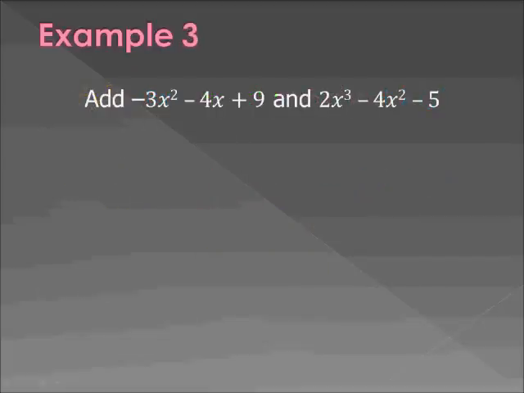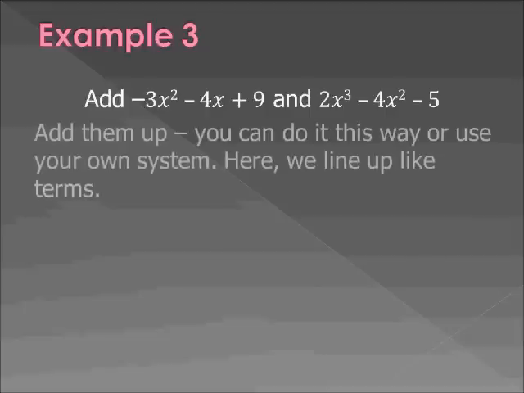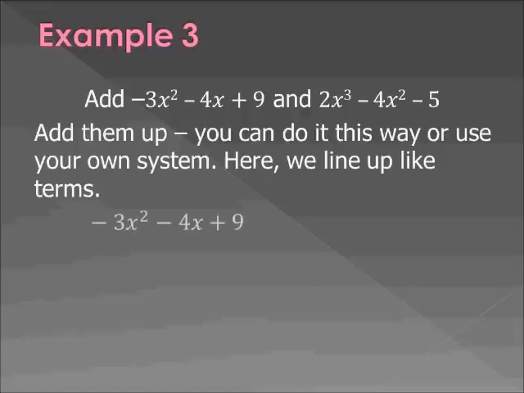Alright, let's go to example 3. We're going to add negative 3x squared minus 4x plus 9 and 2x cubed minus 4x squared minus 5. So, there are a couple ways you can do this. The book likes to have you line them up. So you're going to line up like terms. So the first expression is there. The second expression goes there. Now you notice that I've lined up the negative 4x squared with negative 3x squared and the negative 5 with a positive 9. Those are like terms.